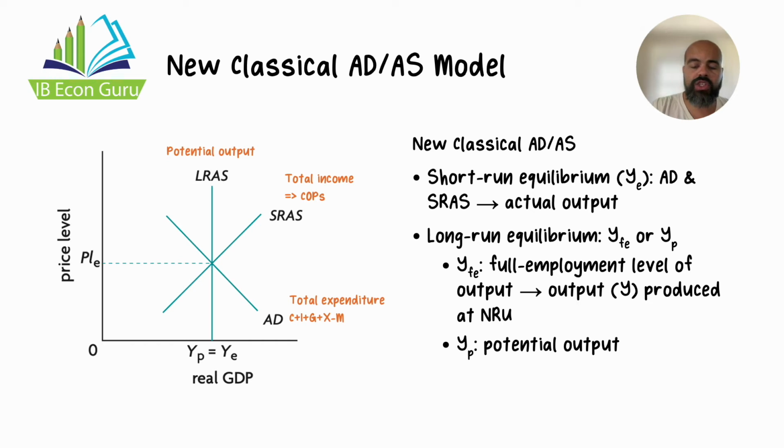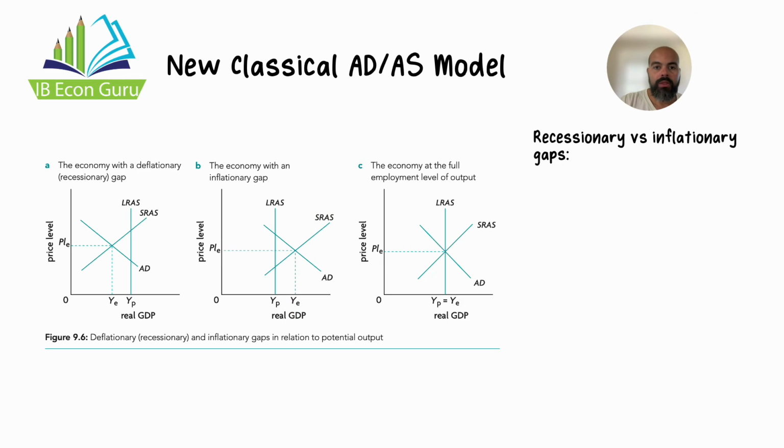Now, let's look at situations where all three are not intersecting. You could either have an economy with a recessionary or a deflationary gap. This is when AD and SRAS intersect to the left of LRAS. You could have an economy with an inflationary gap. This is when AD and SRAS intersect to the right of the LRAS. And of course, we've already covered the third scenario, which is when all three intersect. So let's talk about recessionary versus inflationary gaps.